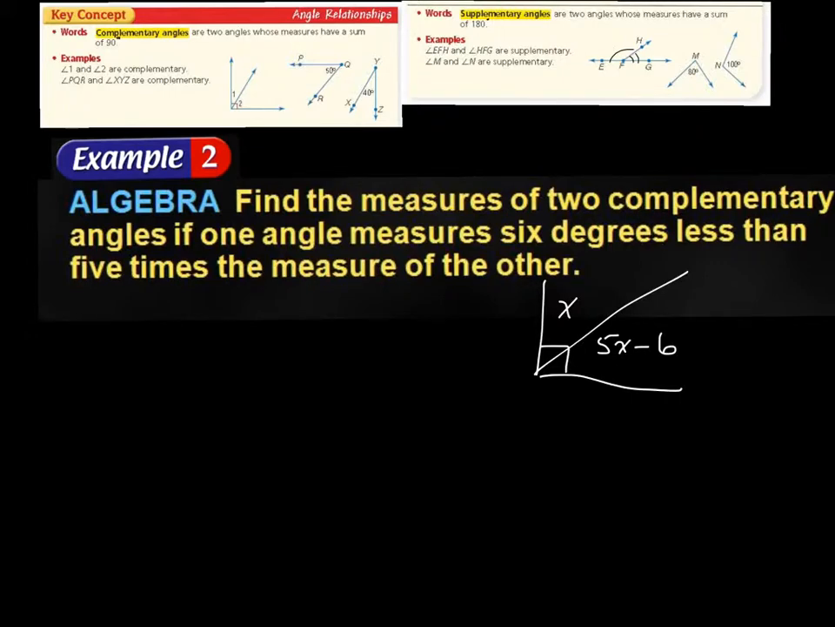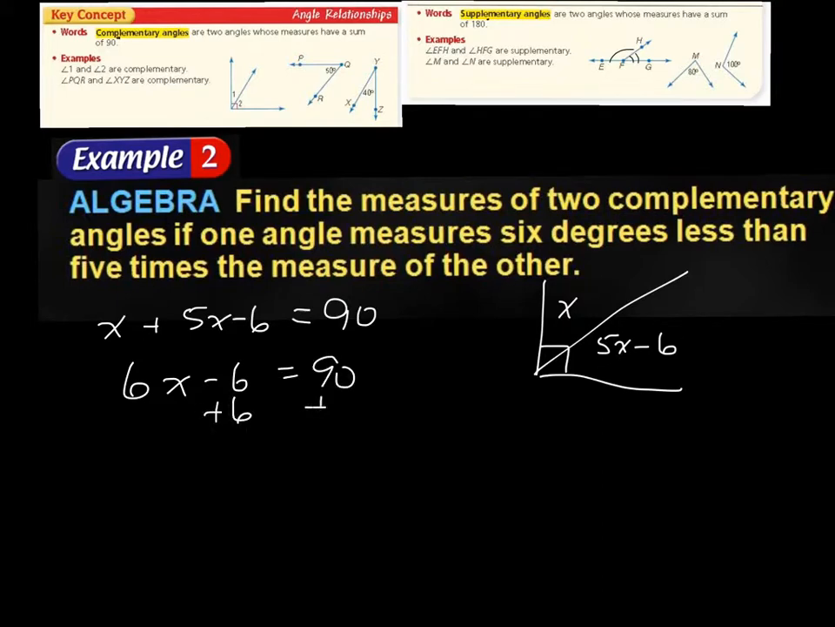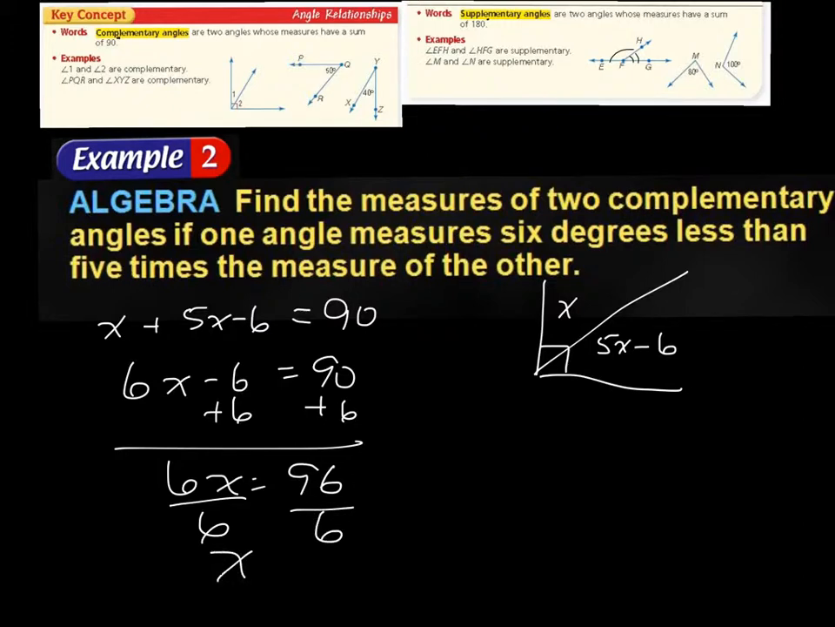Okay, we know that complementary angles add up to 90 degrees. So x plus my 5x minus 6 adds up to 90. Adding my like terms, 1x plus 5x is 6x. Add 6 to both sides. Divide by 6. And we get x equals 16.